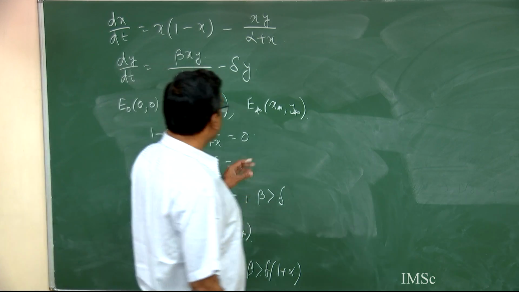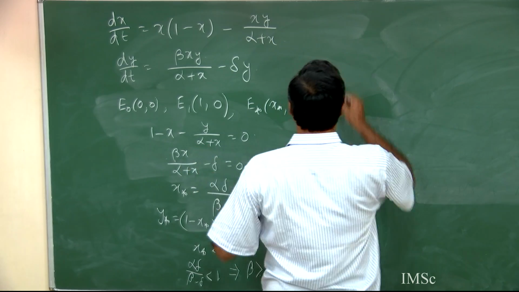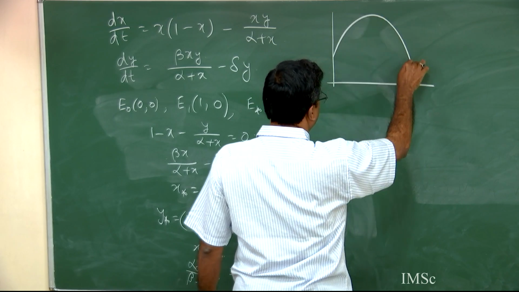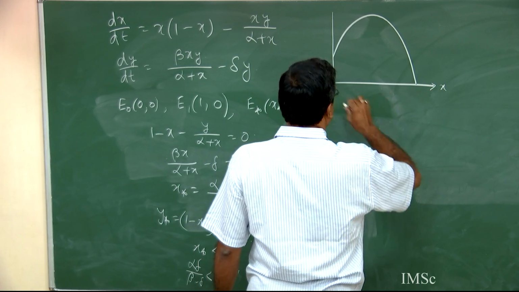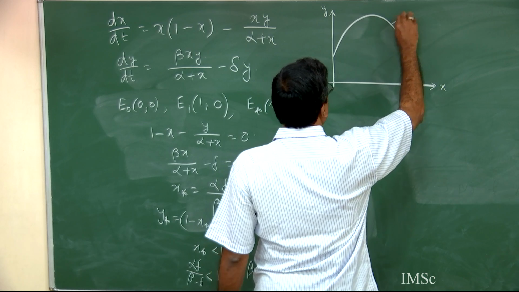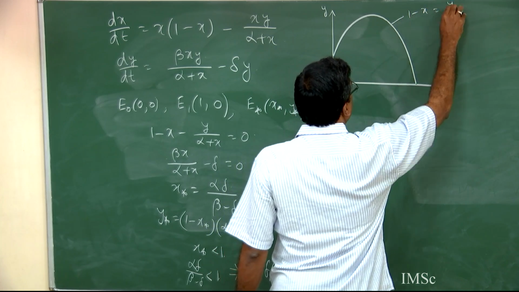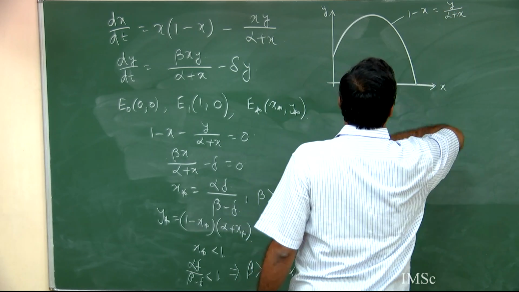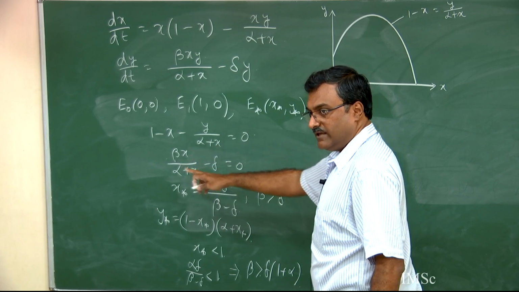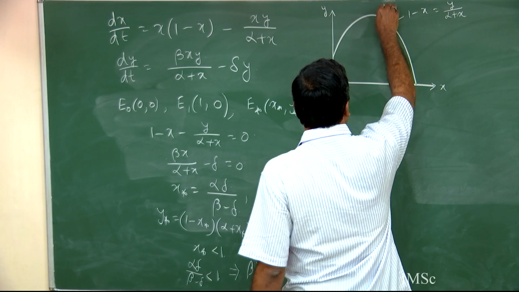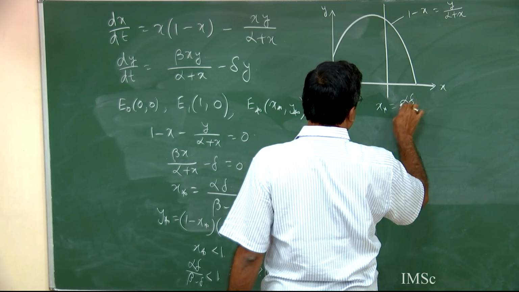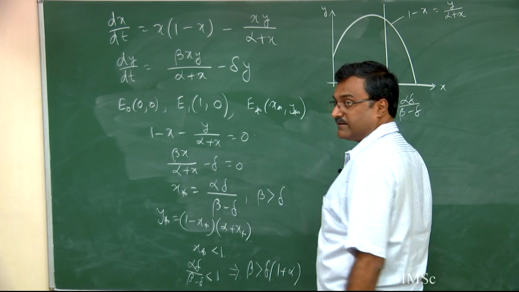Now geometrically, if you plot this curve in the xy plane, you will have a curve like this, that is a parabola. In this axis x, here you have y, and this is the plot for 1 minus x equal to y by alpha plus x. And if you plot the second equation, this will be a straight line, that is x star is equal to alpha delta by beta minus delta.